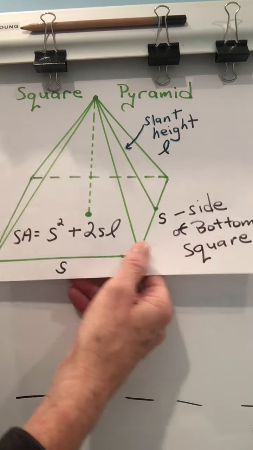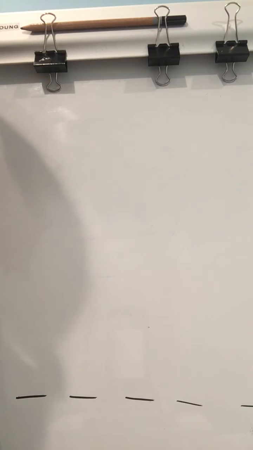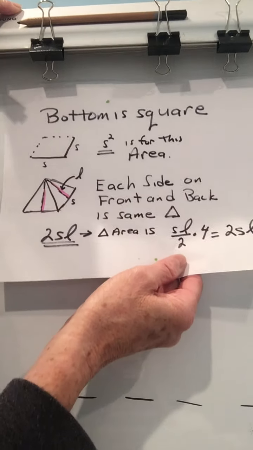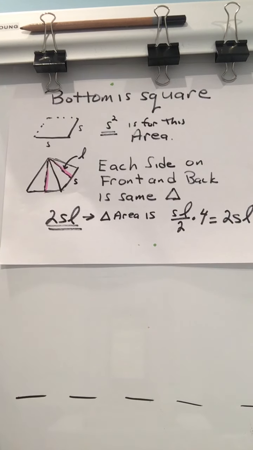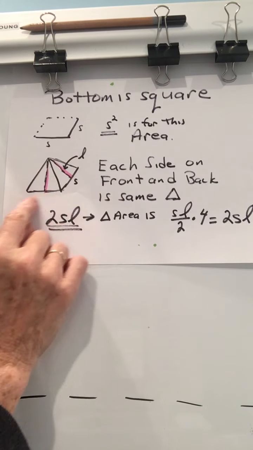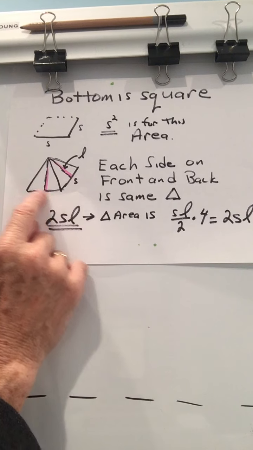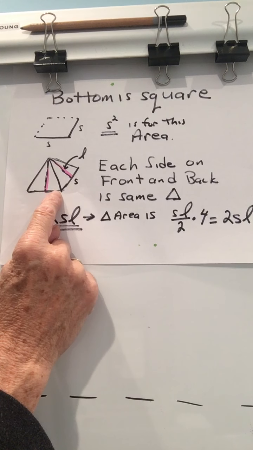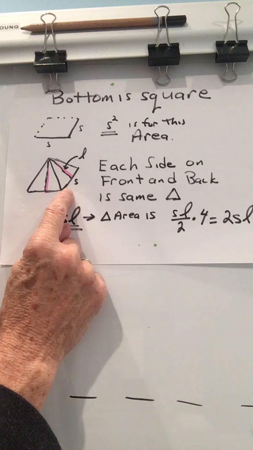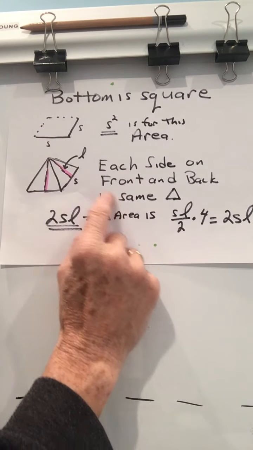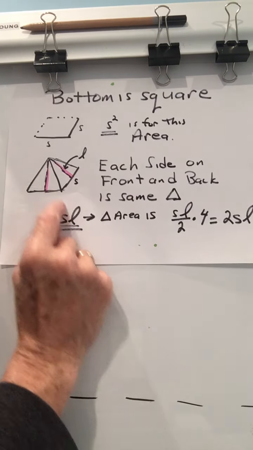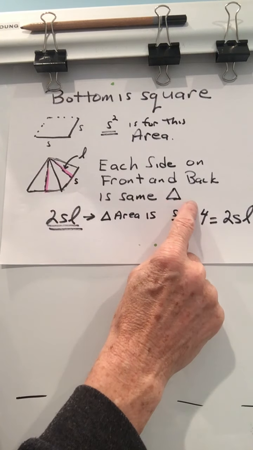Okay, so let's take a look at seeing how that came about. With the bottom being a square, we know that the area of a square is side times side, or side squared. So that's how we get the S squared for that part of the area. And then for each side of the pyramid, there is a triangle. They're all the same size and the same shape, so they're all congruent because it's a square base. So each side on the front and the back and the left and the right are the same triangle.